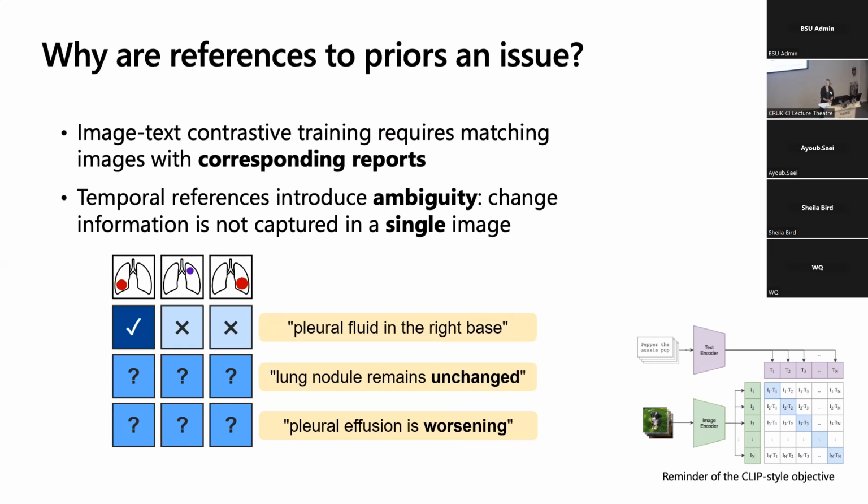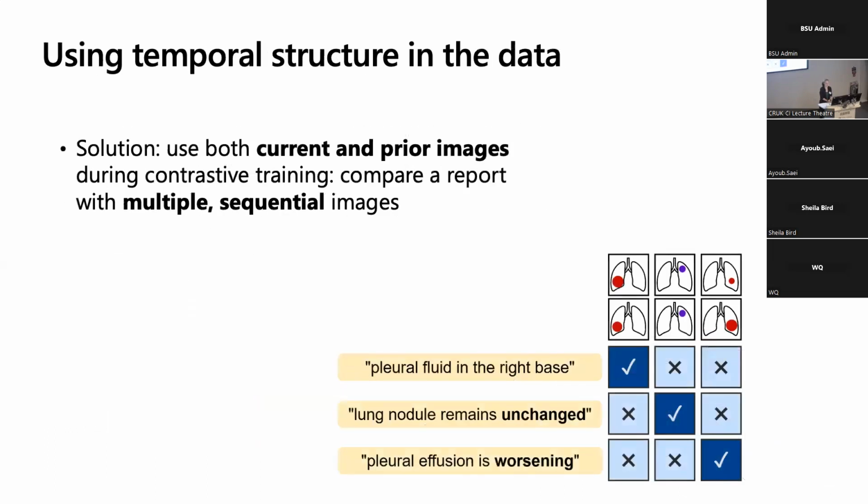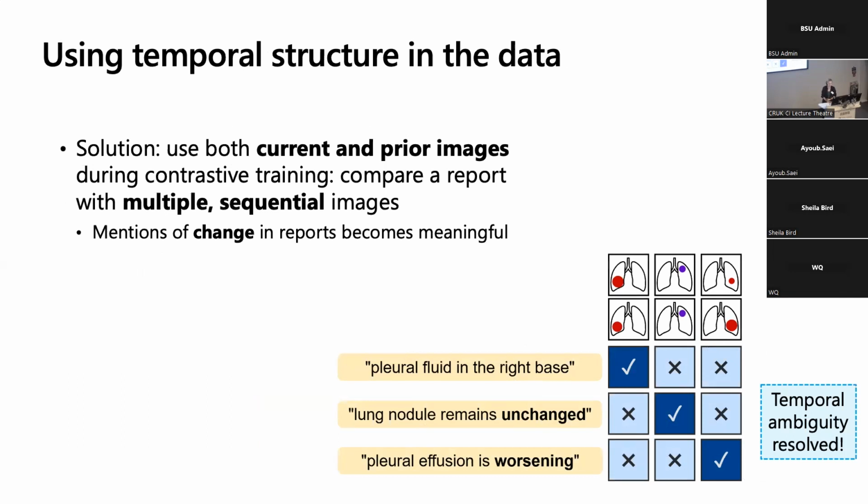So what is the solution? Extremely obvious in hindsight. Why don't we use both current and prior images? So now we're going to try and compare 2 images with a phrase. You could extend this to more, but we only did 2 in this paper. So once you've done that, now something is unchanged here. This lung nodule is indeed unchanged. That means this is the right phrase.